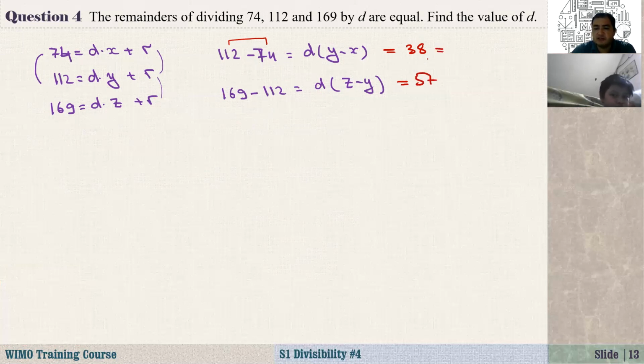So do these numbers have a common factor? Yes, it is 19. This one is 19 times 2. This one is 19 times 3. So on the left hand side, I have d times something, and these parts are different. Here we have 2 and 3, these parts are different. So which means that d must be equal to 19.